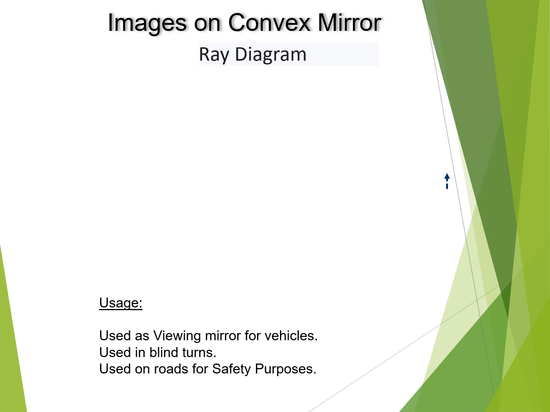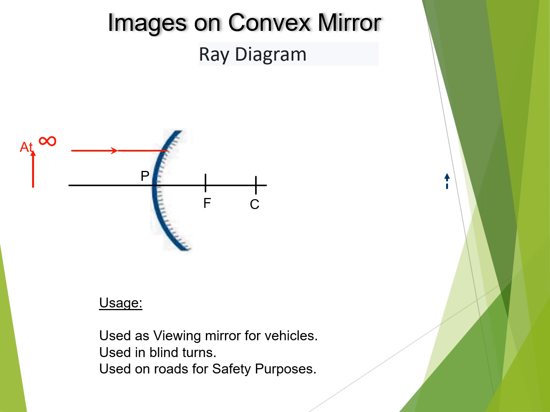After plane and concave mirror, let's see how the images are formed by a convex mirror. So there are 2 conditions. First is, let's say this is the convex mirror and this is center of curvature, this is focus and this is the pole. Let's assume first condition is that if the object is placed at infinity, this is the incident ray.